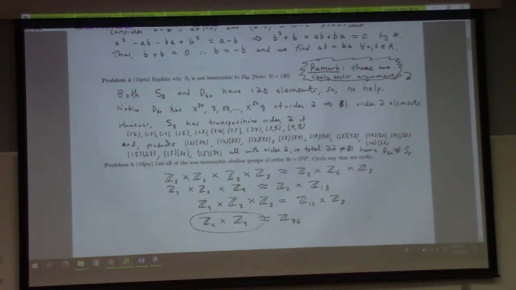I warned you guys, if there's counting involved, be suspicious. What did I miss? Good luck finding the transposition I missed. But the larger point here is that even with your 25, we definitely don't have as many elements of order 2 as D60, which has how many elements of order 2?